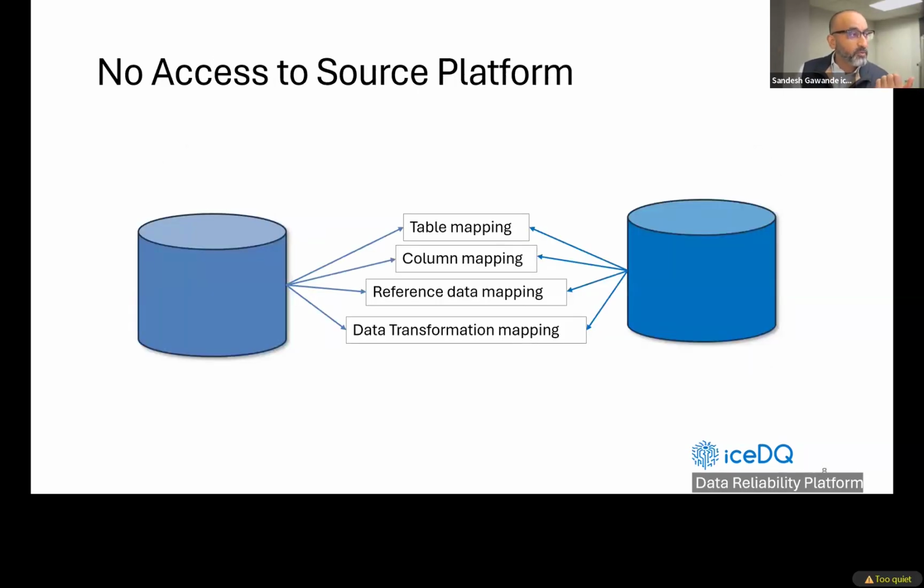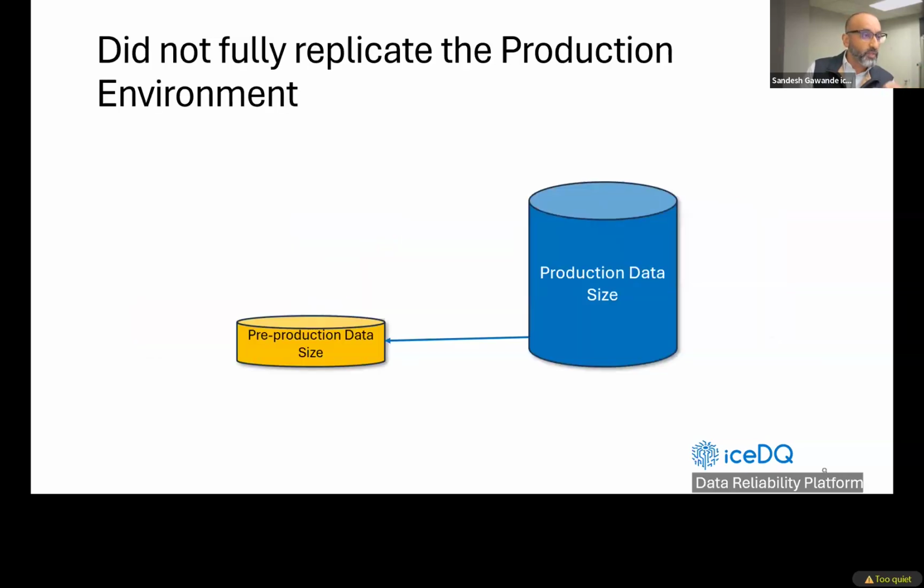Another problem was this. When you migrate from a source, a legacy system, to a new system, you need to compare the source and the target. You need to look at the source data and the target data. You need to create a mapping document: table mapping, column mapping, reference data mapping, data transformation mapping. Since they didn't have access to the source platform, these mappings were not good enough. They were not accurate, and that's another reason why the migration failed.